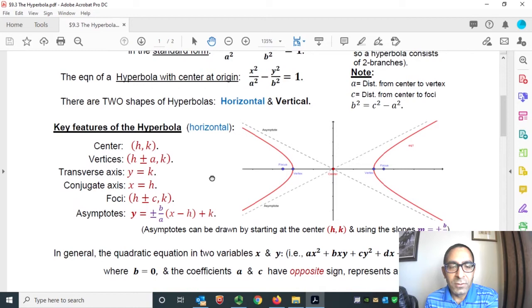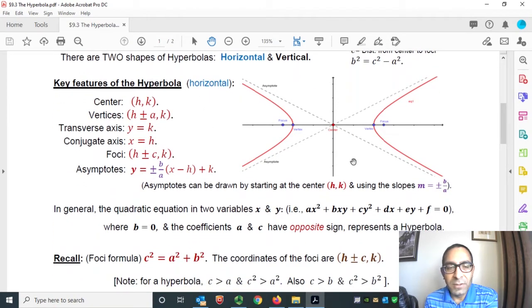Next, key features of the hyperbola. Here is the horizontal hyperbola. Center is at (h, k). Vertices are denoted by h plus minus a comma k. That's the vertex, one vertex here, another vertex is here. Transverse axis is y equals k. So this line which passes through the center and vertex is the transverse axis. Conjugate axis is x equals h, which is this line which is orthogonal to the transverse axis and passes through the center. Foci are at h plus minus c comma k. So here this is h plus c comma k, and this focus is at h minus c comma k.